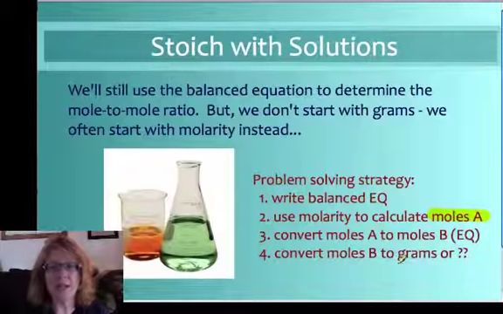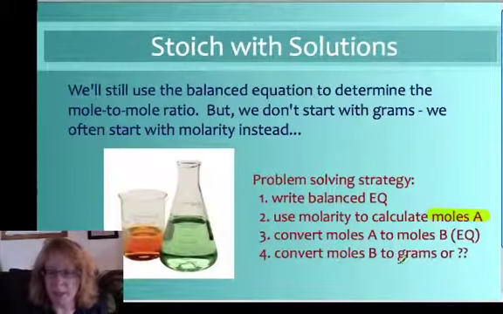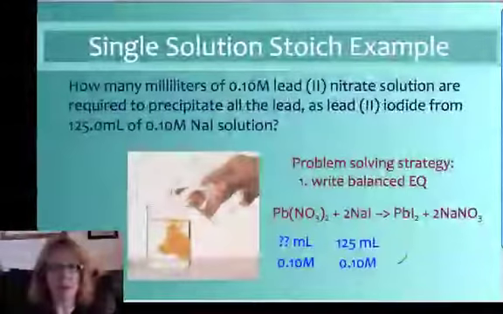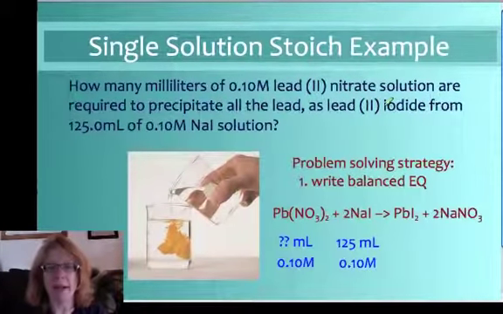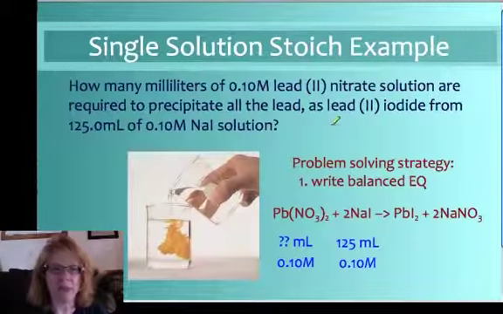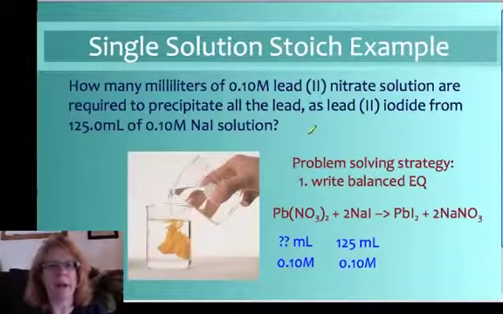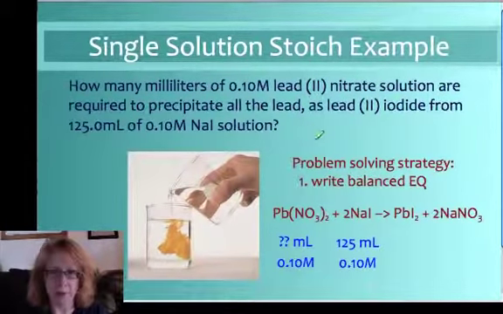So these next few slides are going to work through in detail one of these problems. So again, you need probably a pencil and a piece of paper. You might want to get your calculator out at this point. So let's take a look at working out a problem. Here we go. How many milliliters of 0.1 molar lead-2 nitrate solution are required to precipitate all the lead in the form of lead-2 iodide from 125 milliliters of 0.1 molar NaI, sodium iodide solution?